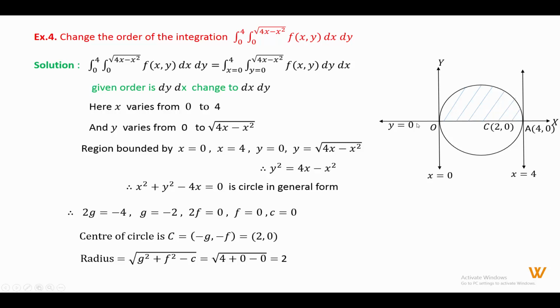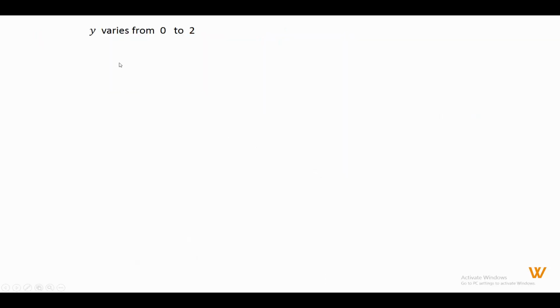So first find the values of y. Y is 0 here, and here y equals the radius, which is 2. So draw the line parallel to the x axis whose equation is y equal to 2. This means y varies from 0 to 2. Now find the value of x. So draw a horizontal strip parallel to the x axis and find the values of x using the equation of the circle. Therefore y varies from 0 to 2.